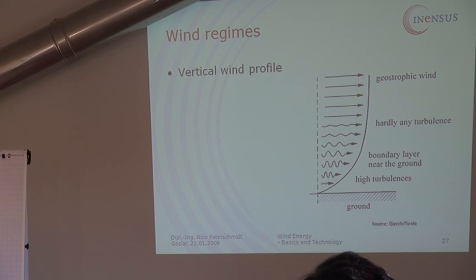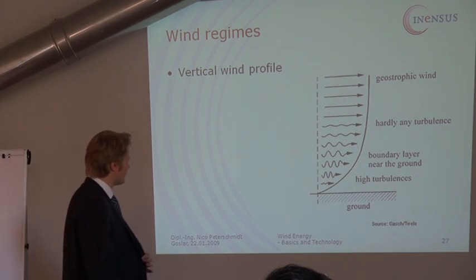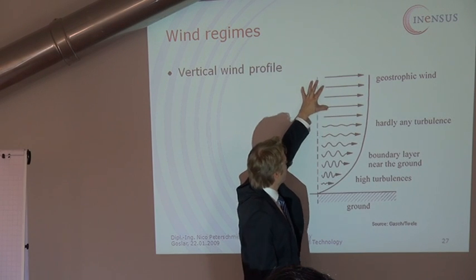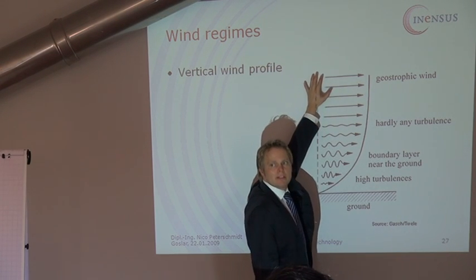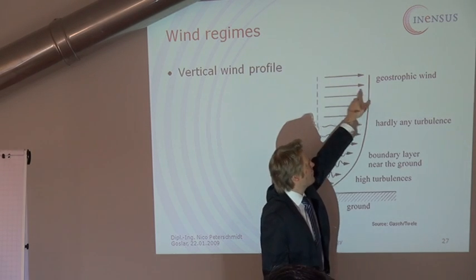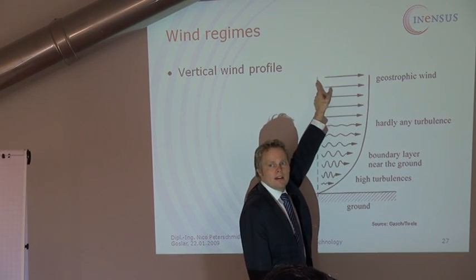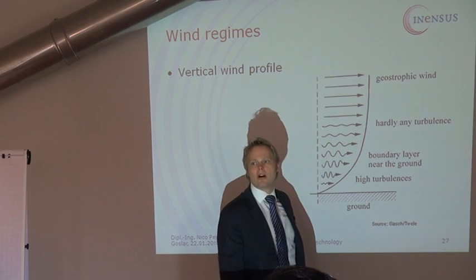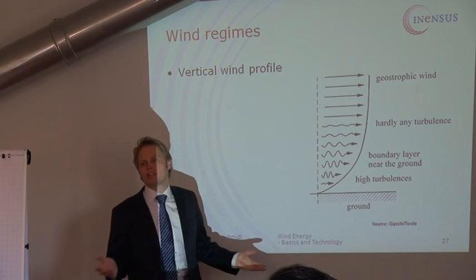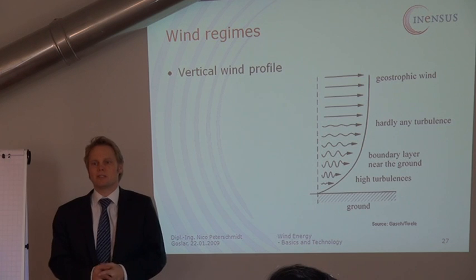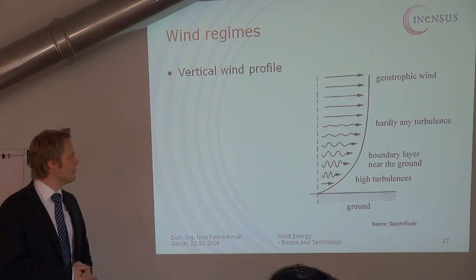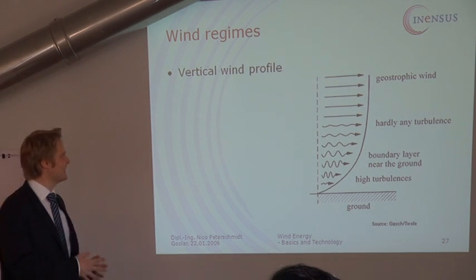Okay, and now let's go into the wind regimes. The wind changes with height above ground. If you are somewhere 200, 300 meters above ground, you have geostrophic winds, quite laminar. Very nice winds to be harvested by wind turbines, but unfortunately you do not get to 200, 300 meters with your wind turbine, unless you invent a flying wind turbine.